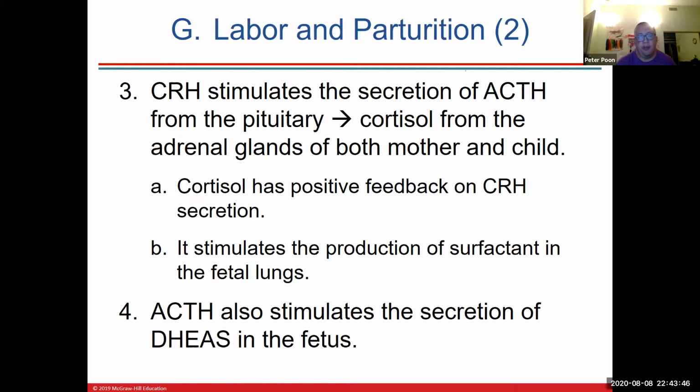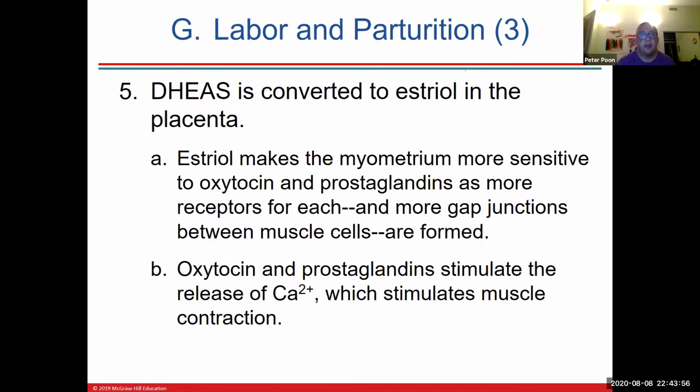So it stimulates the production of surfactant, again getting the baby ready to come out. So it needs to breathe air. So it starts secreting surfactant. The DHEAS is converted to estradiol in the placenta, which makes the myometrium more sensitive to oxytocin and other prostaglandins.